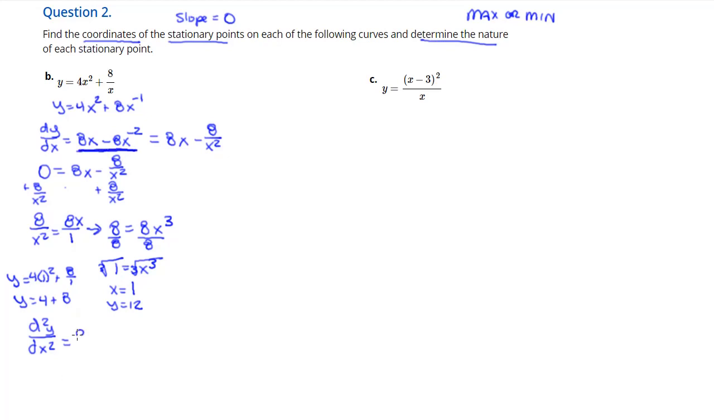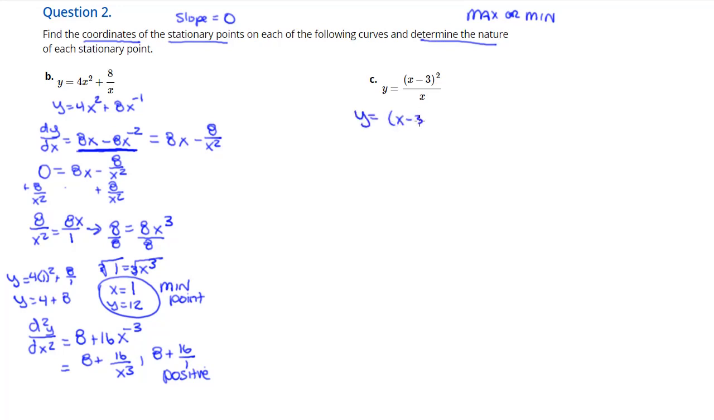So again, the second derivative is just taking the derivative of the derivative, and we're going to find out that it's going to be positive. Because once we rewrite this and we have 16 over x to the third, well, you can tell if I put a 1 in there, that's going to be 16 over 1, so that's going to end up being positive. Anyway, if the second derivative is positive, that means that the point we found is a minimum point. That means that after that point, it goes up. So let's do the other one.